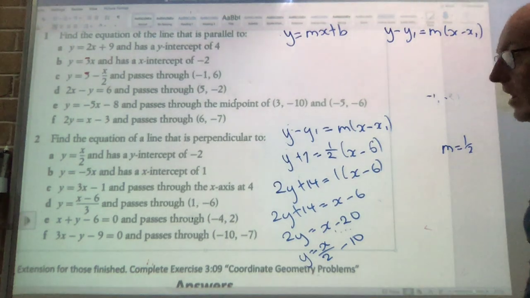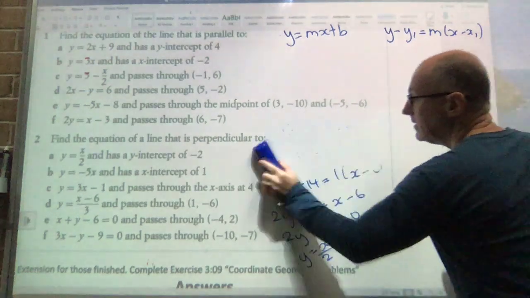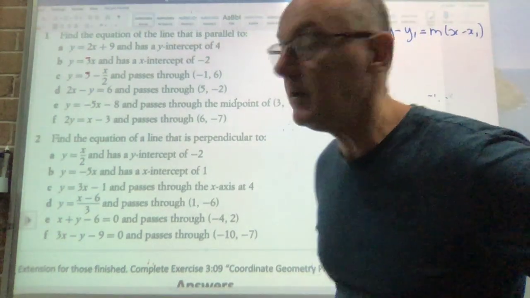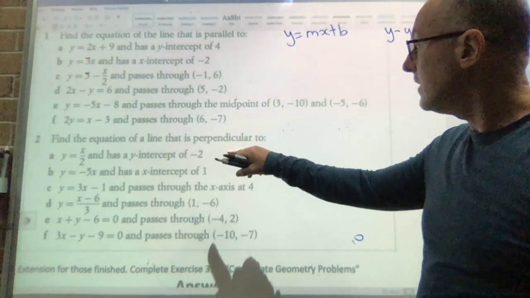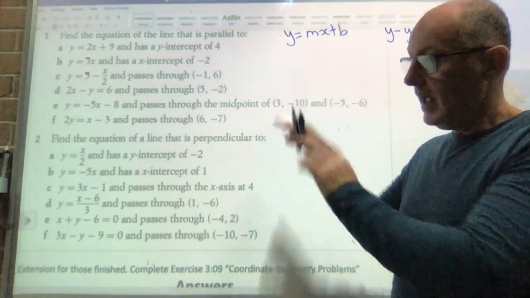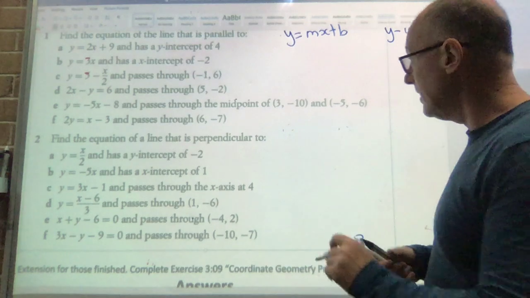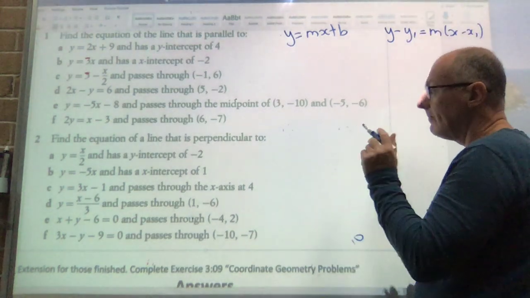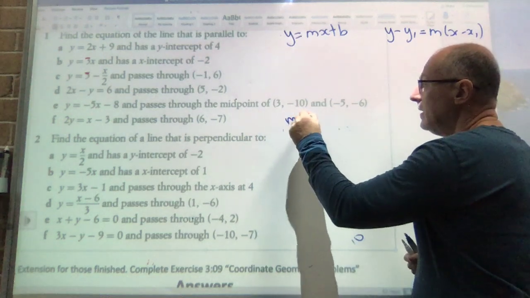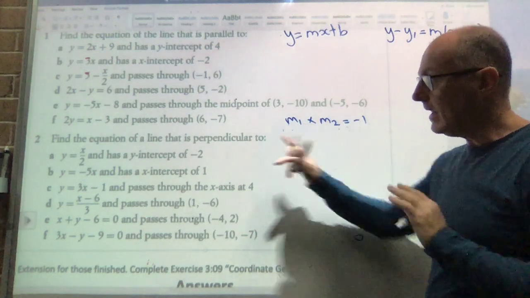Okay, so there's question 1. I won't do all of question 2 because I'll run out of time. But just a reminder, in question 2, make sure it's still recording, it is, find the equation of the line that's perpendicular. So it's going to be the same working as question 1, except when we find the gradient, we've got to find the inverse reciprocal. Remember that two lines that are perpendicular, or meet at right angles, m1 times m2 equals minus 1. So you've got to remember that for this bit here.